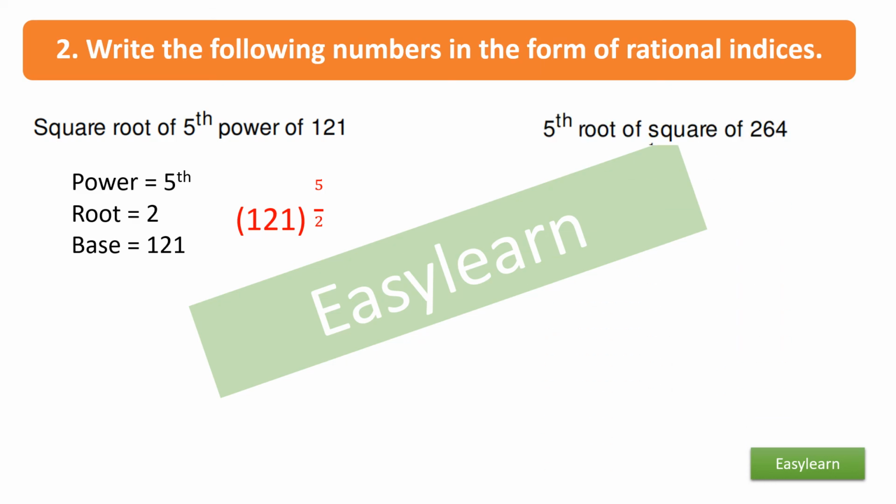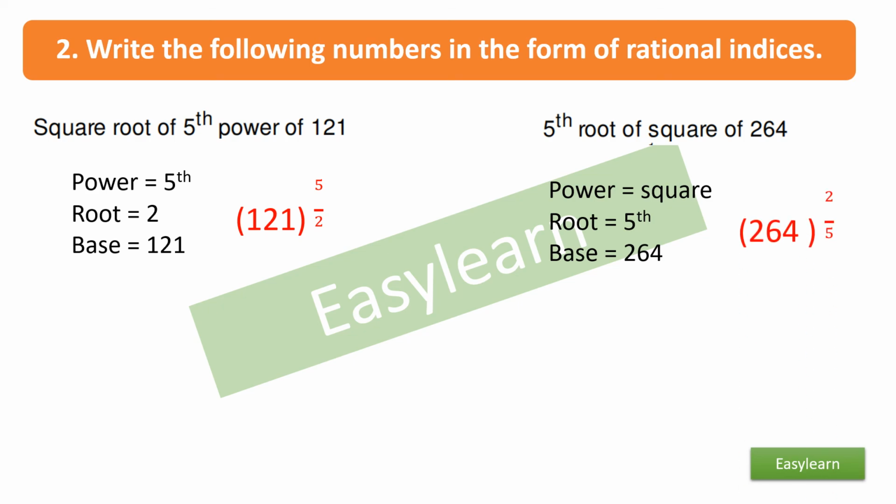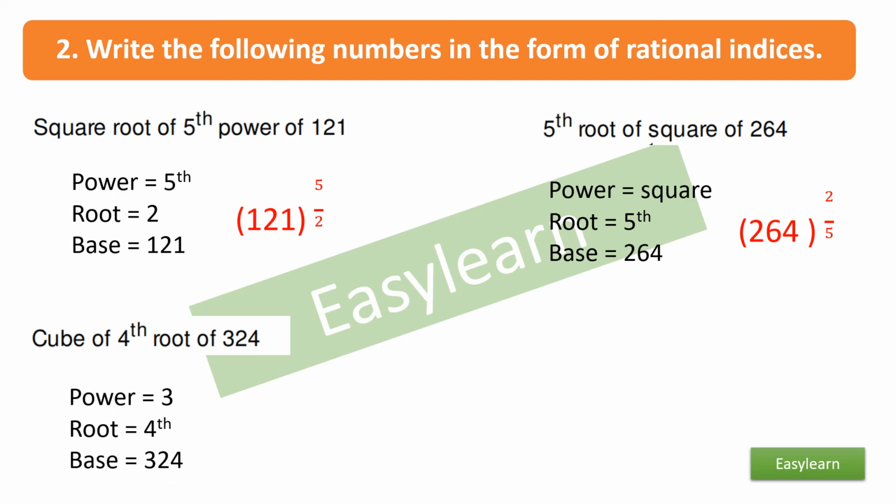Second, the 5th root of the square of 264. Let us first write down: power is square, root is 5th and base is 264. So you have 264 raised to 2 upon 5. Third, the cube of the 4th root of 324. Again, power is cube, meaning 3, root is 4th, base is 324. So you have 324 raised to 3 upon 4.